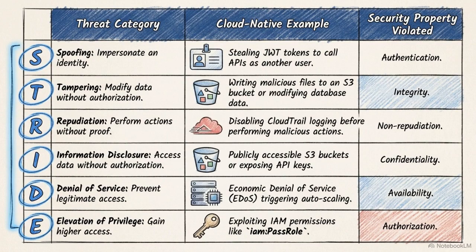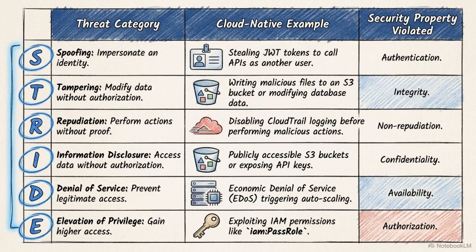This table outlines the STRIDE model. Developed by Microsoft, it is a structured classification system covering 6 primary attacker goals. The S stands for spoofing, which is the impersonation of an identity. In the cloud, stealing JWT tokens to call APIs as another user directly violates the property of authentication. The T is tampering, unauthorized data modification. Writing malicious files to an S3 bucket violates the system's integrity.